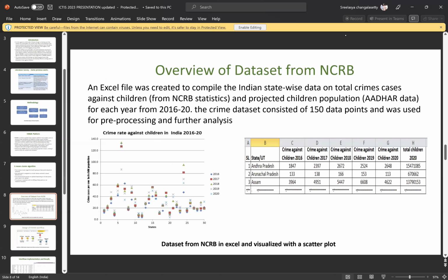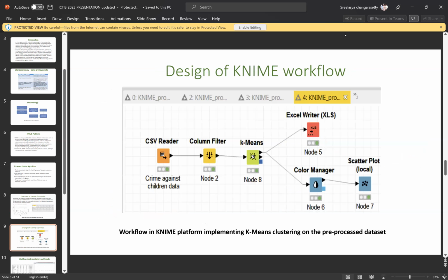Coming to our data set, we took it from the National Crime Records Bureau, which has a data set on crime against children over the years 2016 to 2020. And we used the data over these 5 years from each state. After filling it out using data from the Aadhaar data set and cleaning it up, we were able to use this data set of 150 points after pre-processing.